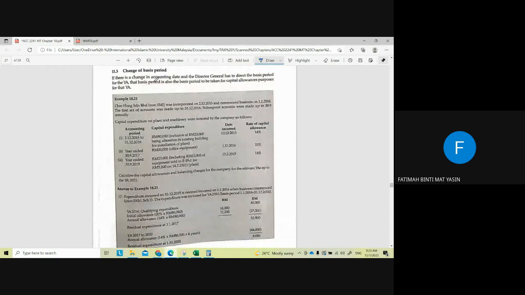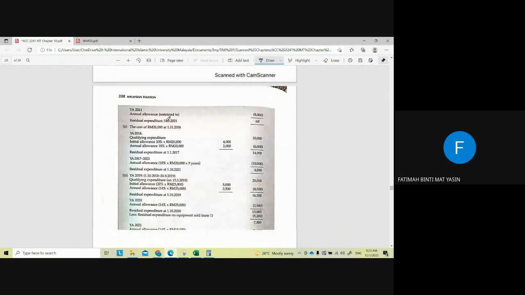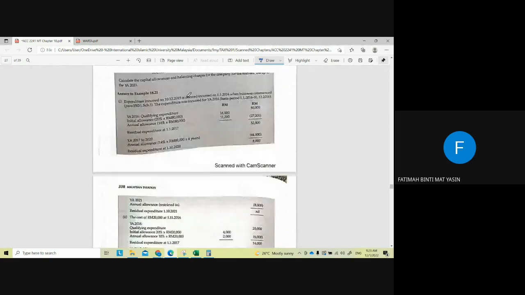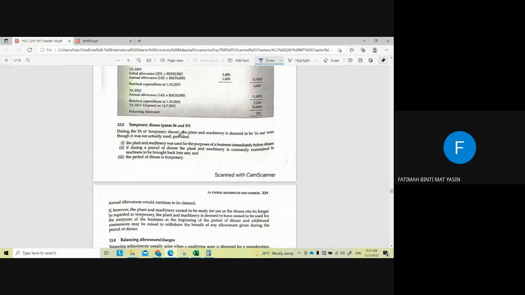Change of basis period. Whenever there are changes in the basis period, you must follow the new basis period. The basis period we have discussed in the previous class. This example is not needed, so you can read this example on your own.